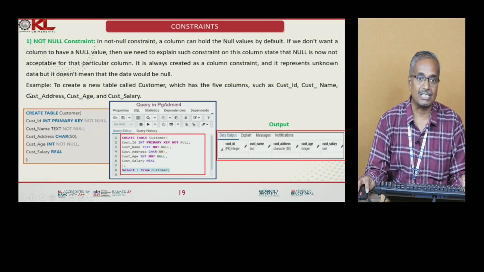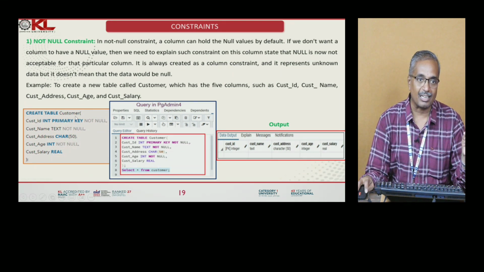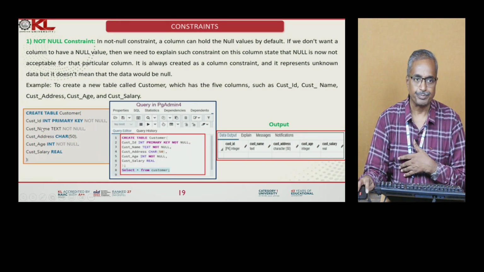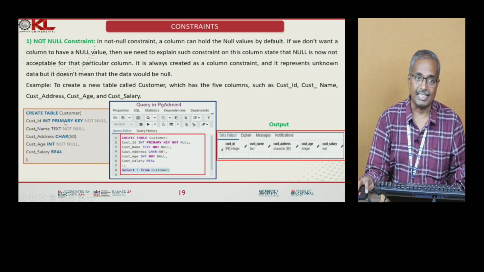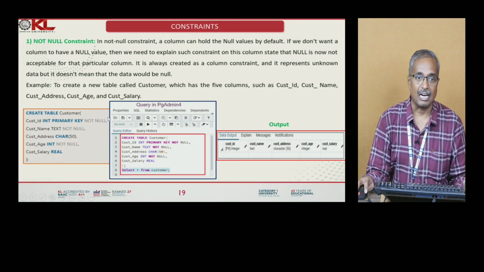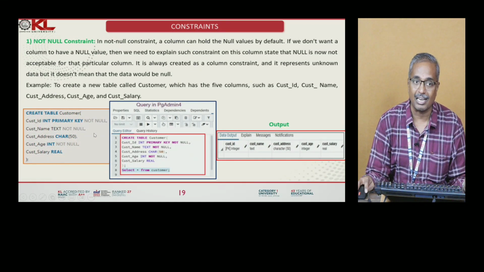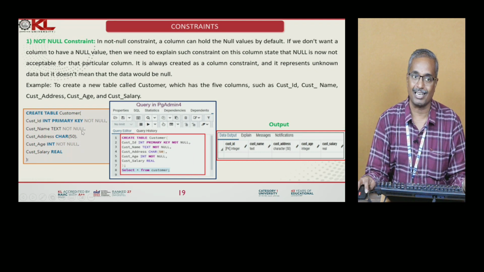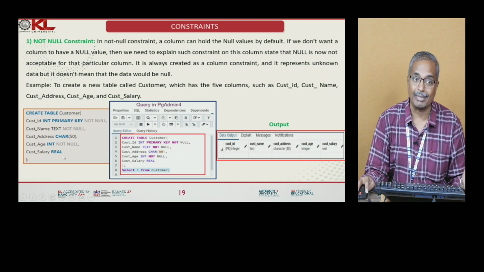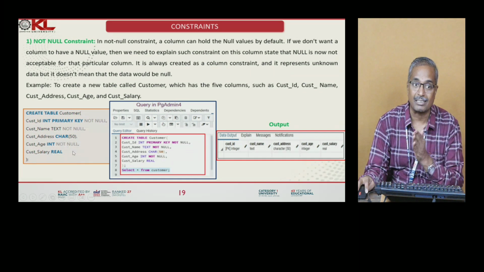So this is the statement you are seeing here. We are creating the table with the table name customer, and customer ID is defined as a primary key. I will tell you, just wait. And which is nothing but not null. Customer name is also not null. Customer address is not defined with not null. Customer age is defined as not null. Customer salary is real but not null.